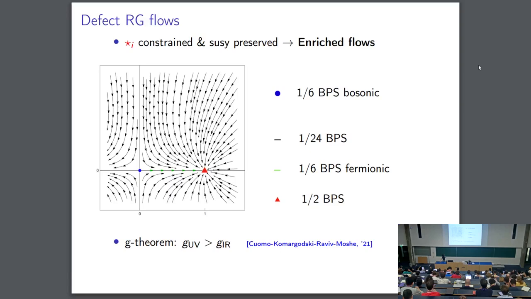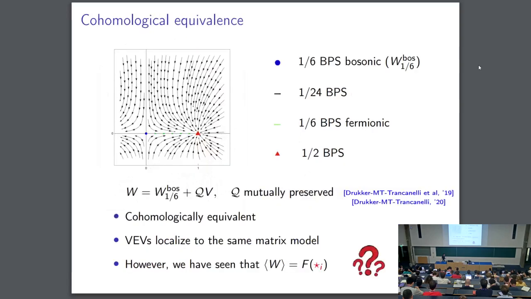And I guess this is what I wanted to say about defect RG flows. And now I can move on to ongoing things about cohomological equivalence. To give a smooth transition between the two, I repeat here the plot that I was showing before, because all of these points that we see here in this plot are BPS.